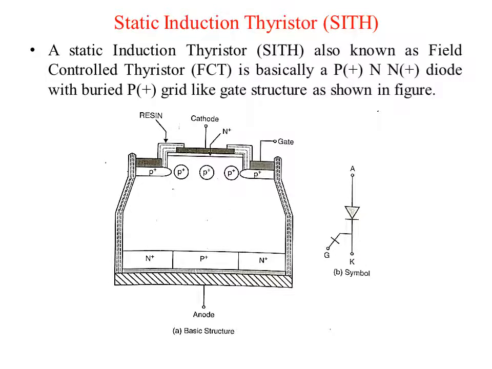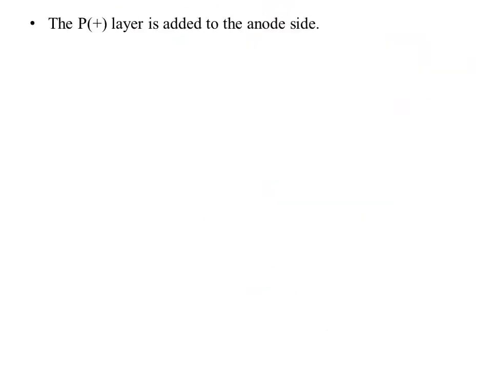The static induction thyristor is also known as field control thyristor, that is FCT, and is basically a P plus N and N plus diode with buried P plus grid-like gate structure. The P plus layer is added at the anode side.